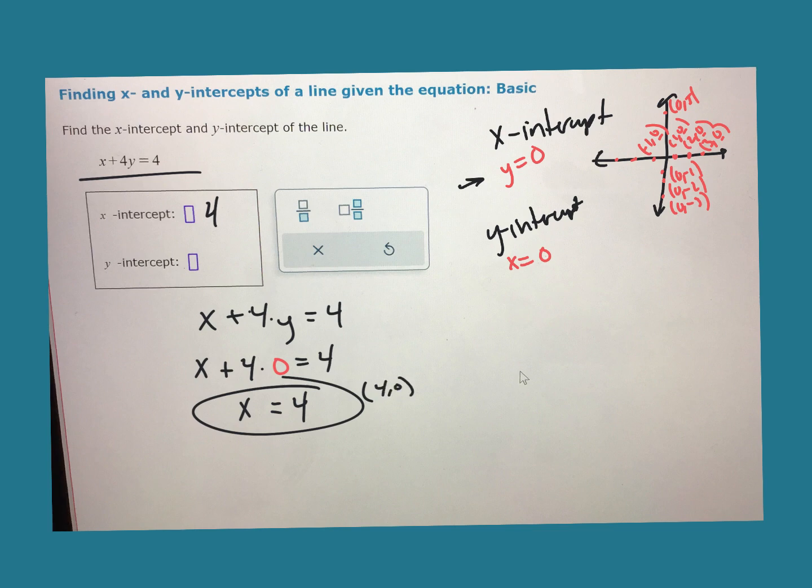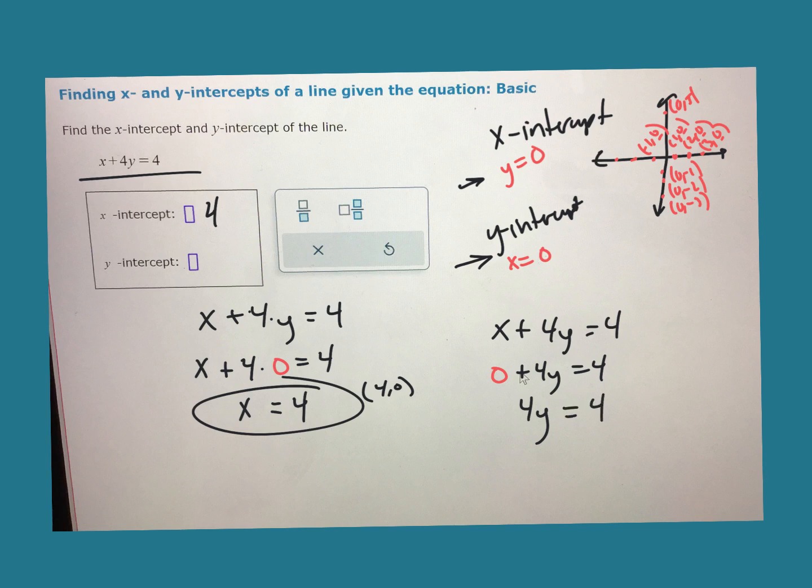I'm going to repeat the process for the y-intercept, so I'm going to copy my equation down again, x plus 4y equals 4, except this time to find the y-intercept, I'm going to use a fact that for the y-intercept, x has to be 0. I'm going to replace x with 0 this time. Everything else stays the same, so plus 4y equals 4. 0 plus anything is just going to be the other thing, so that just stays 4y. Still have equal to 4.